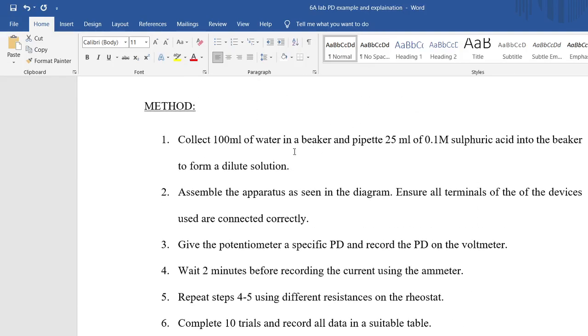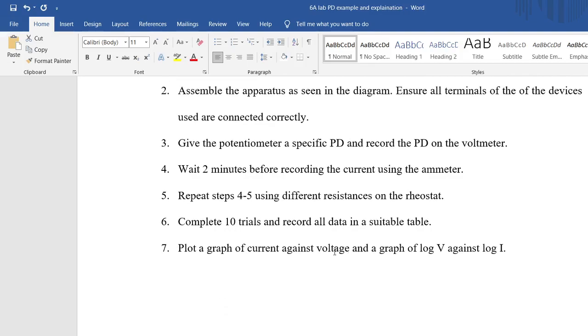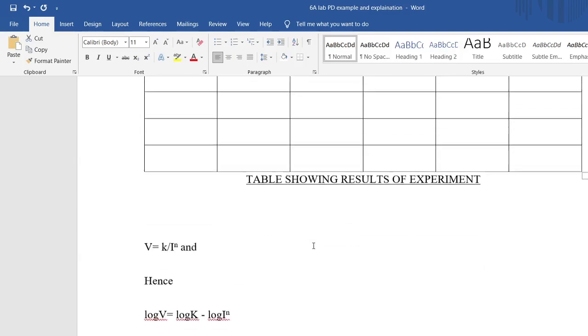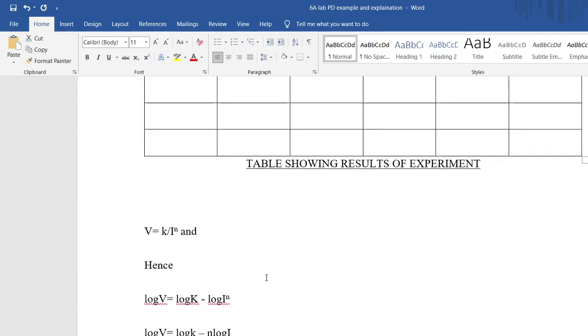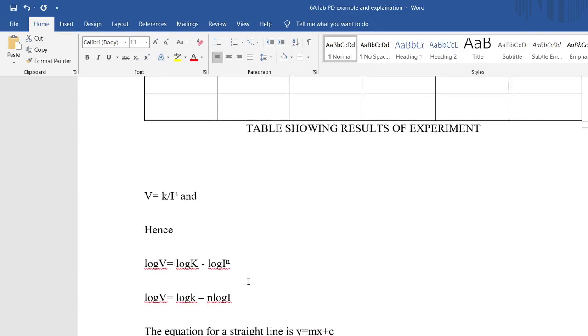You could go ahead and set up the lab, for example an electrolysis lab, taking values of current and voltage. But then you're going to need to plot a graph in order to find the values of K and N. What you do is log both sides. Then you would set log V equal to log K minus N log I. This conversion is really important, and it will tell you what data you need to collect.